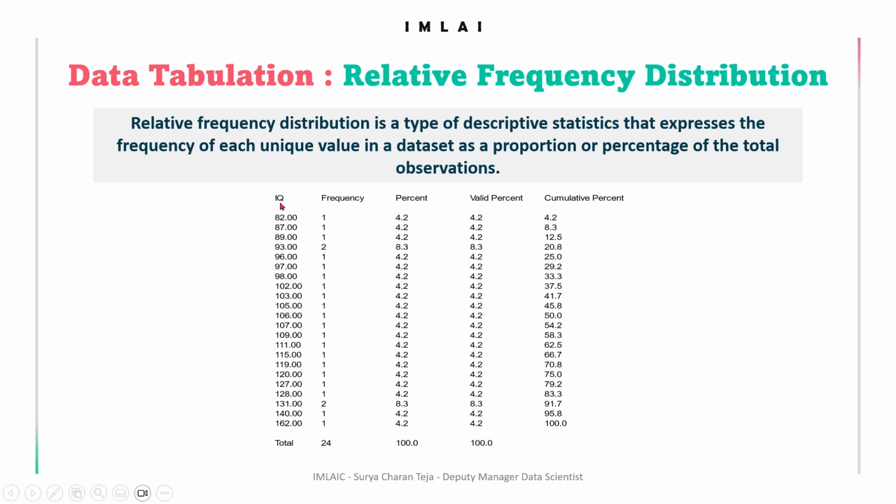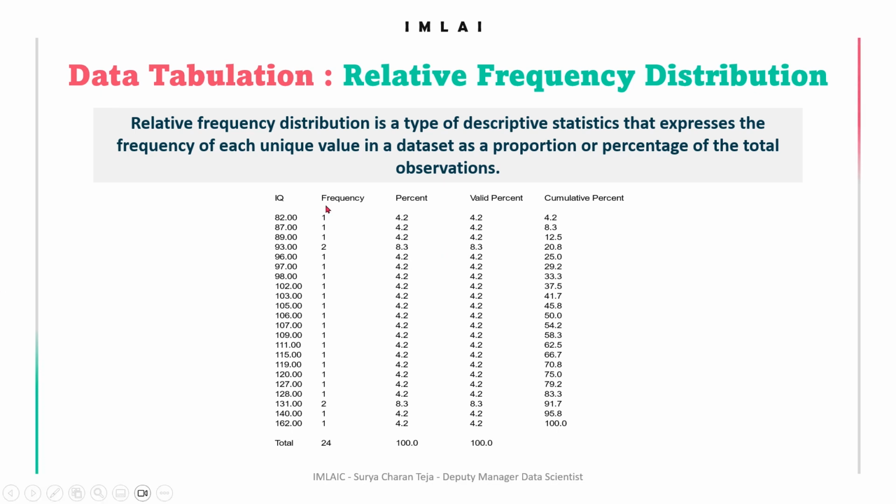If you see the IQ levels of various students in my class that I have written in the left column, after that I have calculated the frequency. For 82 IQ I have one student, for 93 IQ I have two students, and again for 131 IQ I have two students. The rest all have a frequency of 1.